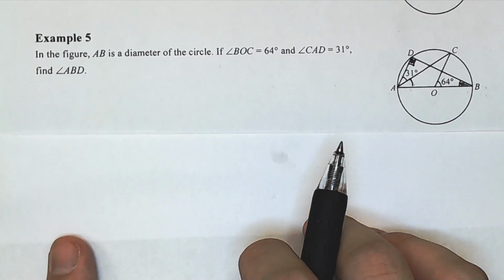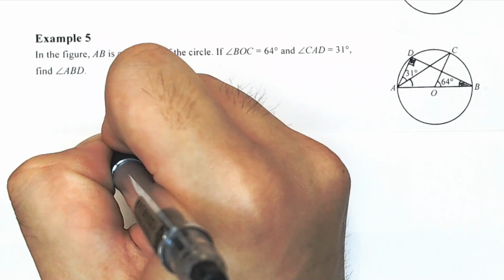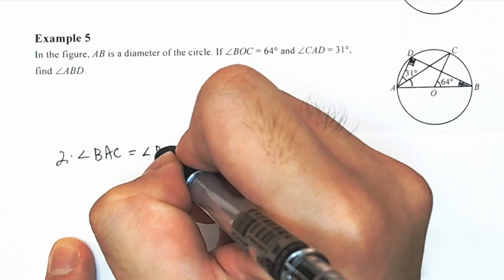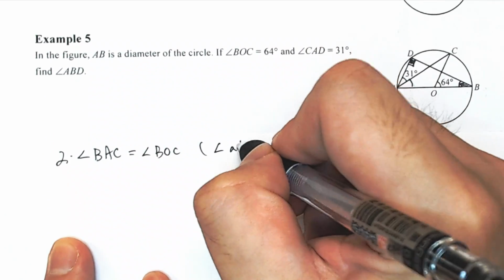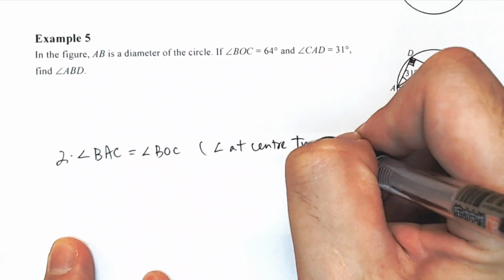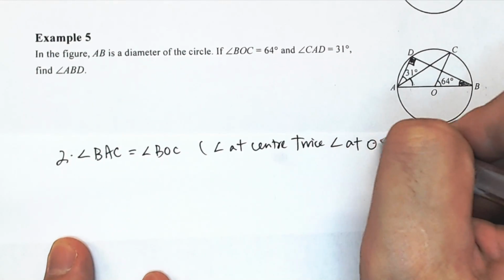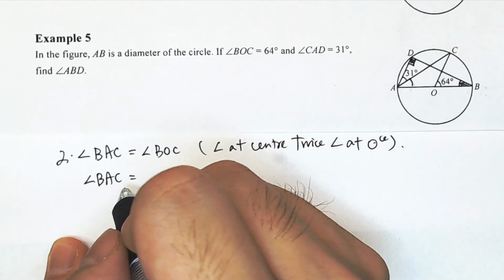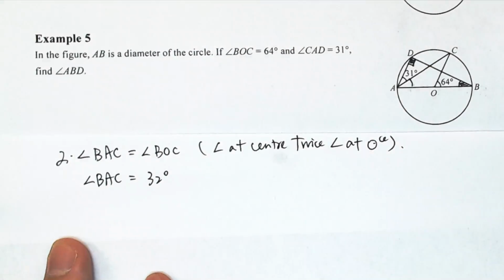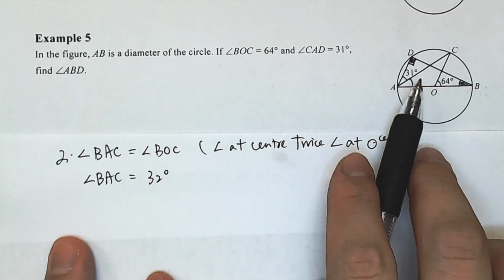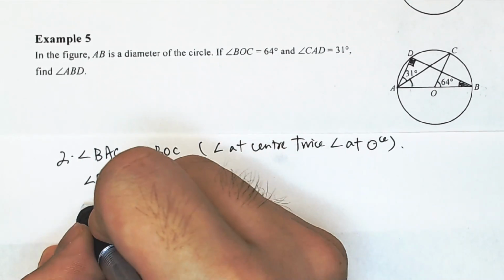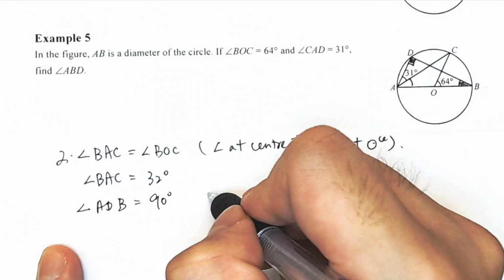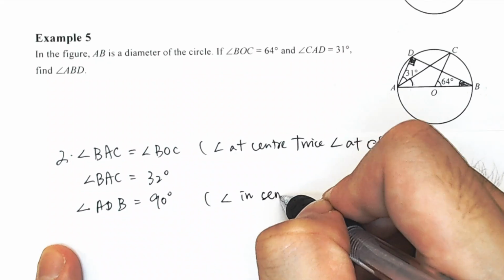Okay, now let's do it. Angle BAC times 2 is angle BOC, angle at center twice angle at circumference. And thus angle BAC is 32 degrees. And this 90 degrees is not yet mentioned, so angle ADB is 90 degrees, angle in semicircle.